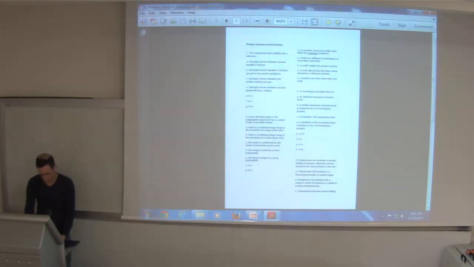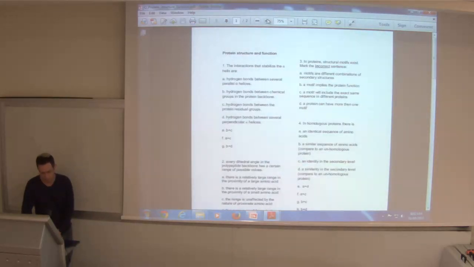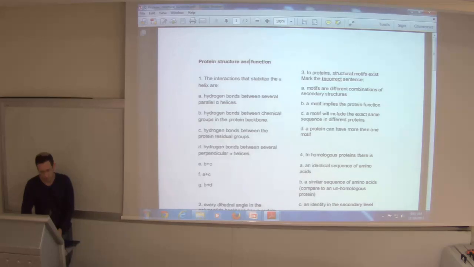Chapter that we studied. So let's start with the protein structure and function question page. These are the question pages I sent you by email. I really hope you try them yourself before this class, because it's much more efficient this way. Okay, so let's start with one.